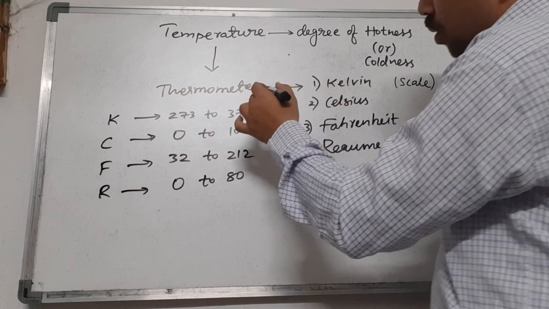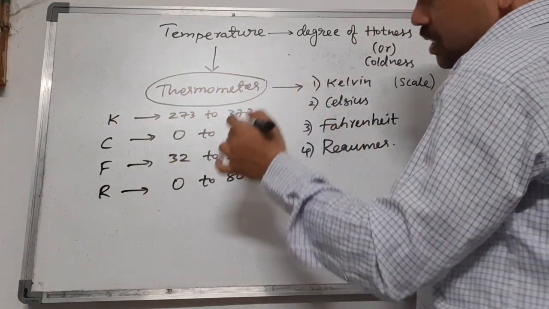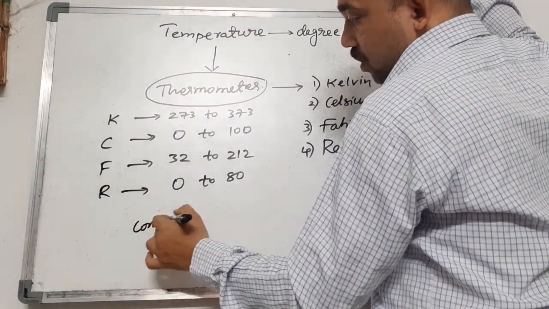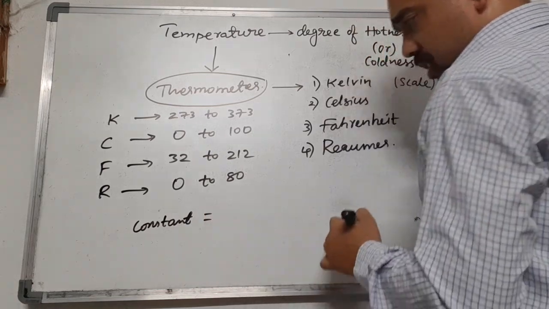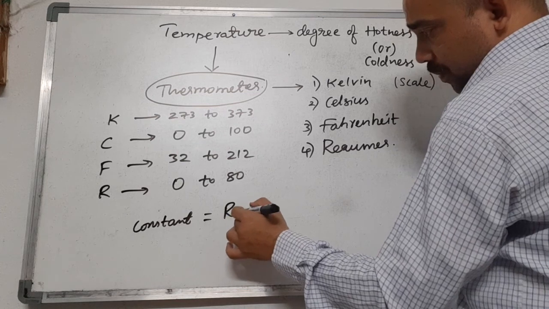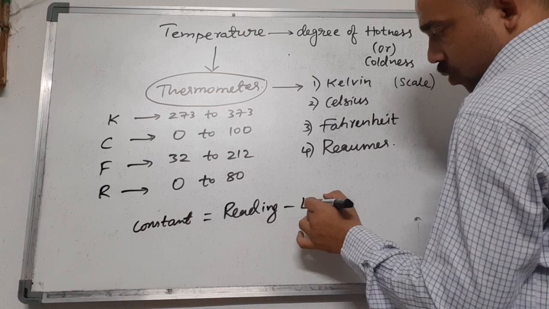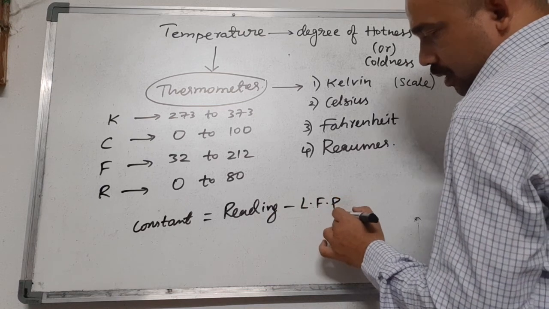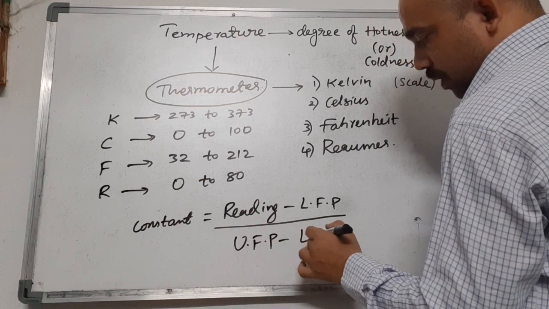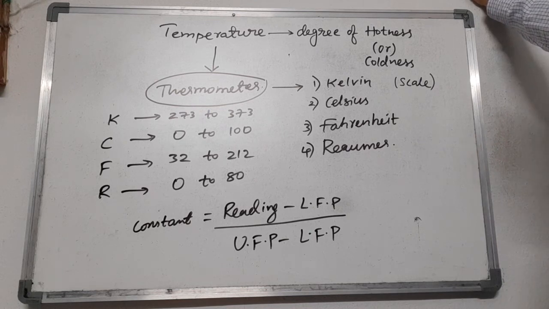And what is the thermometer constant? In this case the thermometer constant is taken as constant for all scales. So what does that mean? Reading on a scale minus lower fixed point, divided by upper fixed point minus lower fixed point. So this is the constant for all scales, right?